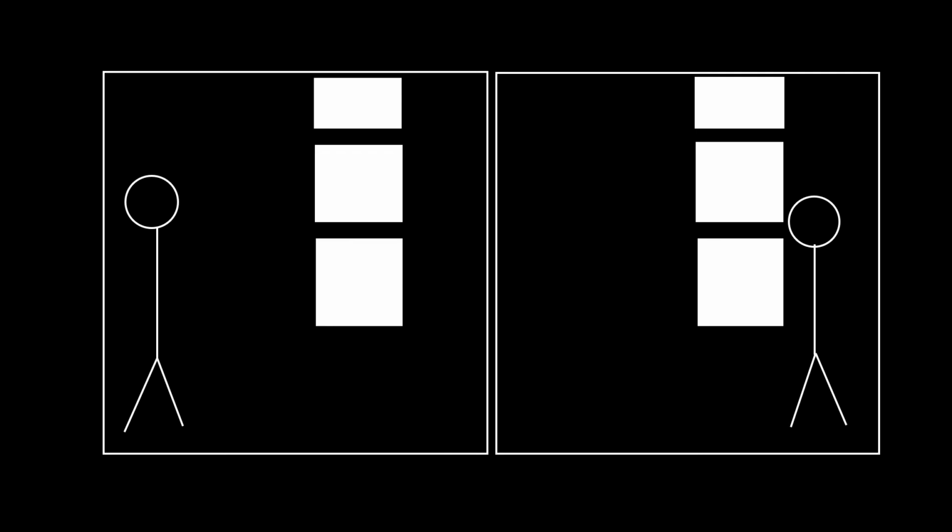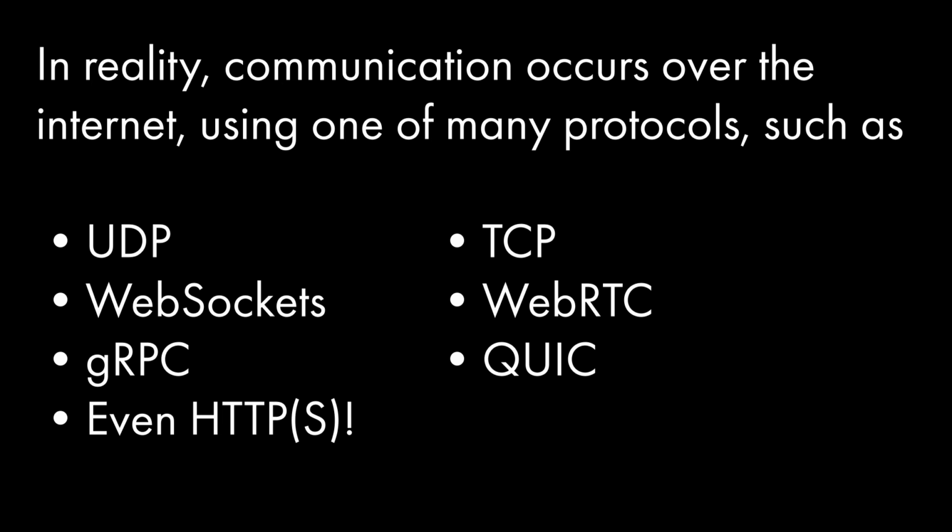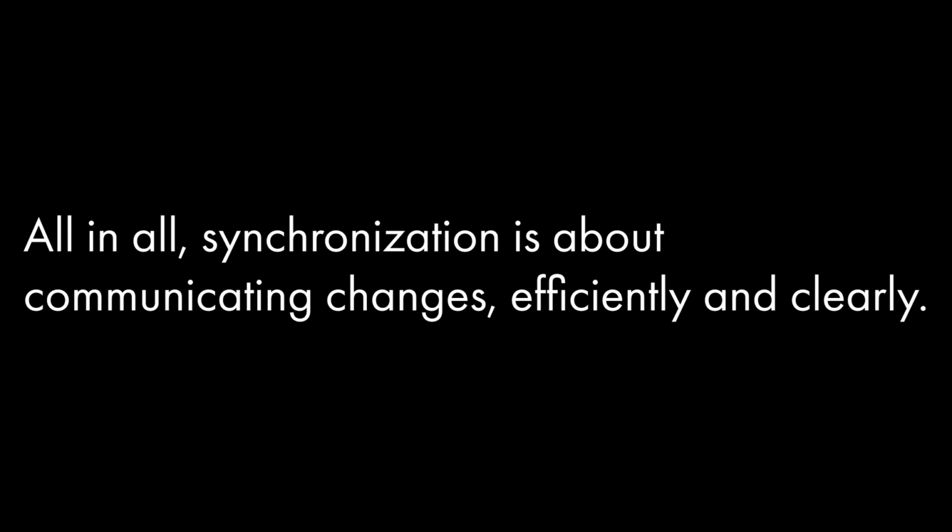Of course, this is a gross oversimplification. In actuality, we communicate over the internet using protocols like UDP or WebSockets, but the concept remains similar. The person in charge of controlling an object, the authority, if you will, makes a change, then communicates that change to all the other clients. From there, the other clients apply the change and life goes on.